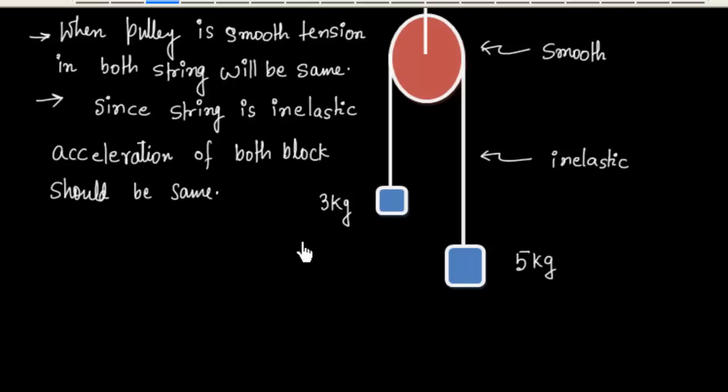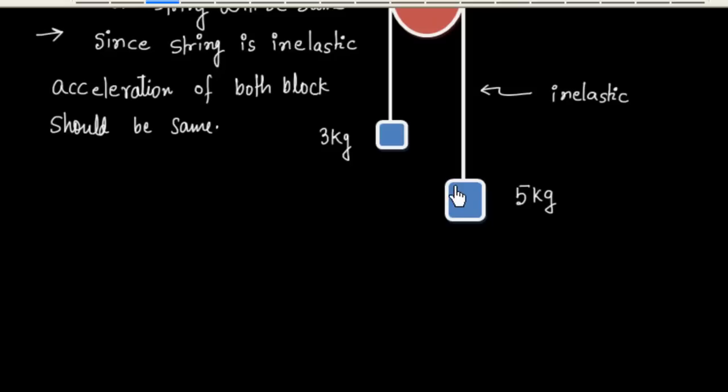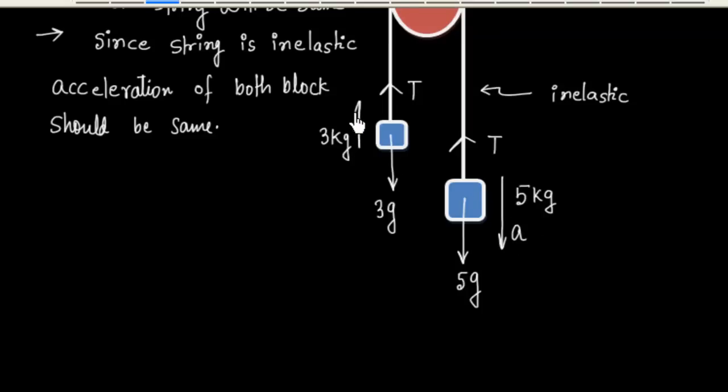Now we can draw the free body diagram. What are the forces acting? The weight mg, that is 5 into g, here. Here also we have weight mg, that is 3 into g. This string basically tries to pull this up, so the tension in this string T is up. Tension in this string is also T up. Now this is the heavier mass, so let us say this is going down with acceleration a and this is going up with acceleration a.